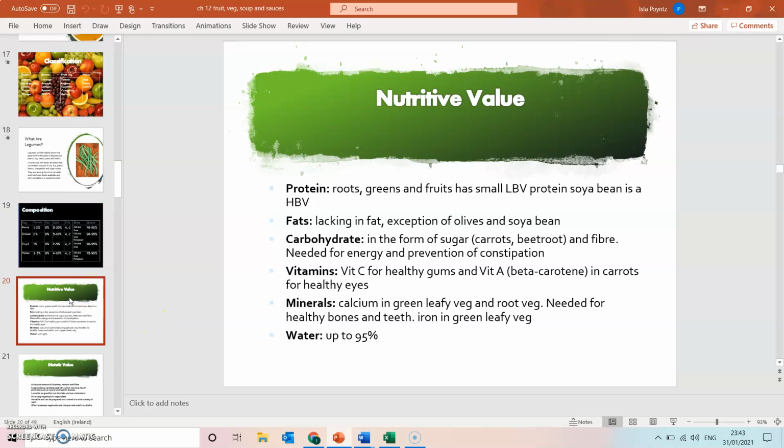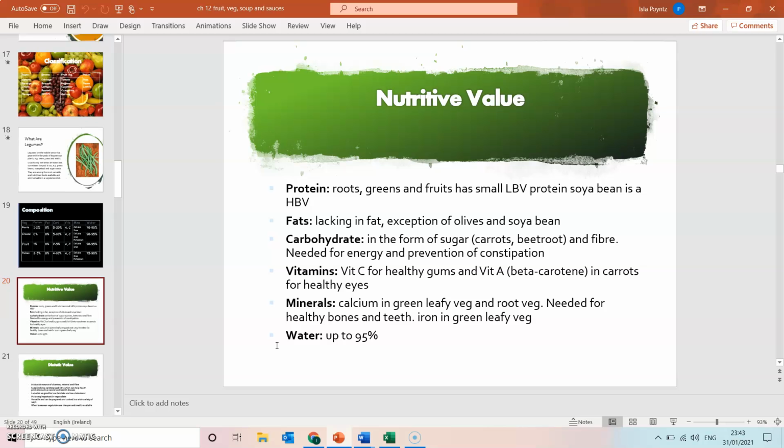Now, the nutrient value. So roots, greens and fruits have a small LBV protein, and the soya bean is HBV. So again, you're using these headings: protein, fats, carbohydrates, vitamins, minerals, water, and you're explaining each of them. They lack fats, except olives and the soya bean have polyunsaturated fat. Carbohydrate is in the form of sugar, particularly in carrots and beetroot, and fibre in the skin for energy, and then the prevention of constipation are what your carbohydrates are needed for.